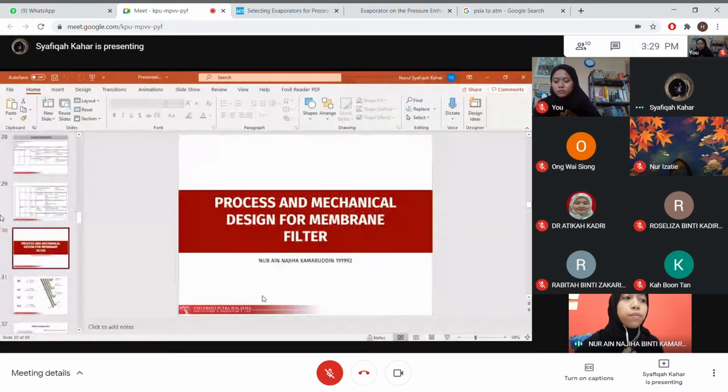Okay, I will proceed with the process and mechanical design for the membrane filter.